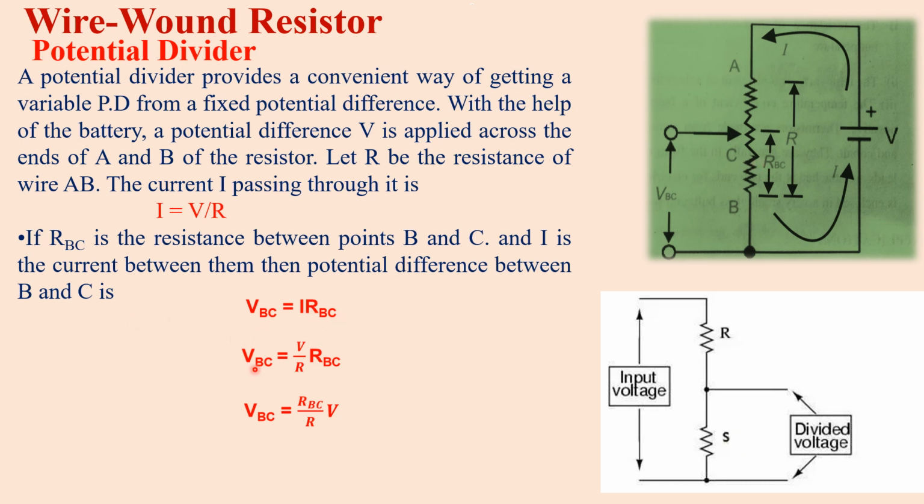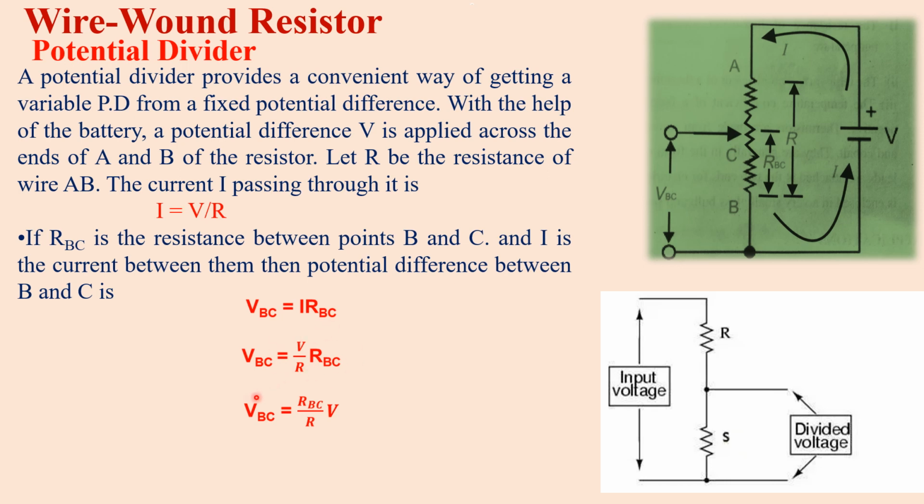R is resistance from point B to point C, I is current, current remains same, and V_BC is potential difference across point B to C. Putting the value of I is equal to V upon R, we get V_BC is equal to V upon R into R_BC.